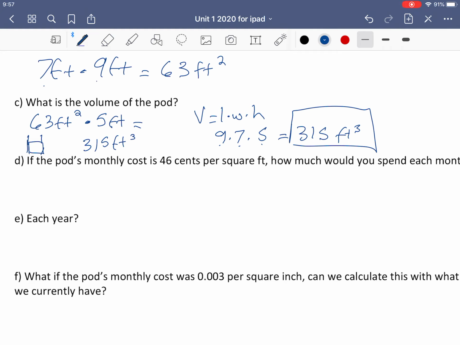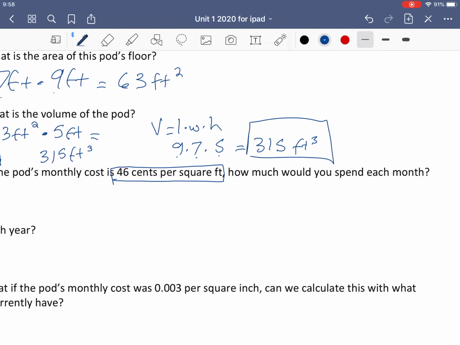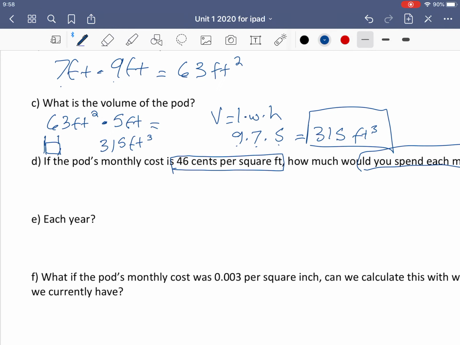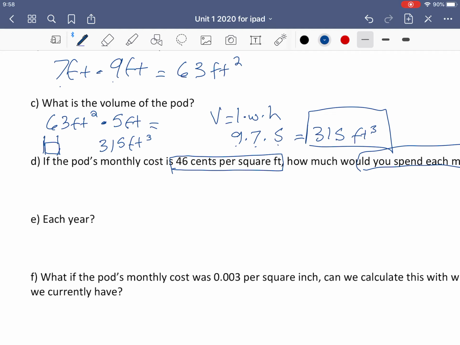So if the monthly pod cost is 46 cents per square foot, how much would you spend each month? I have the price per unit, and I already know how big it is. I solved that in a previous step. And the question is, how much would I spend total? So I'm actually going to start with this weird price per square foot thing. So this is 46 cents.